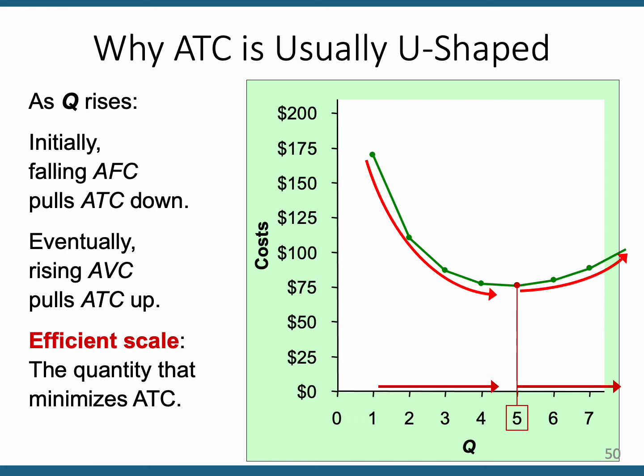vertically in dollars, right? Well, at low levels of output, as you go from 0 to 1 to 2 to 3 to 4, average fixed cost is very high. It's a really high number because let's say you're producing 1 unit per day. Your average fixed cost is the same as your fixed cost, right?